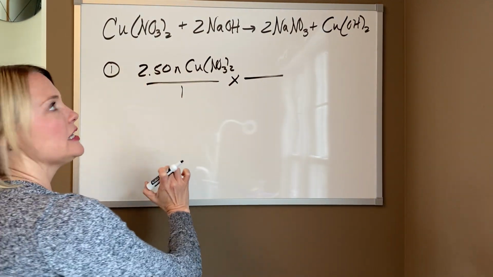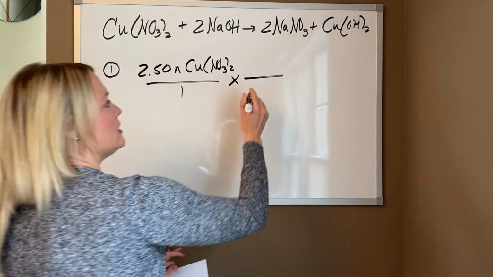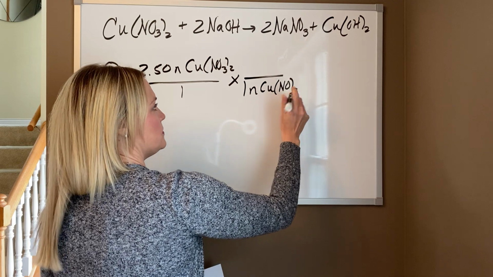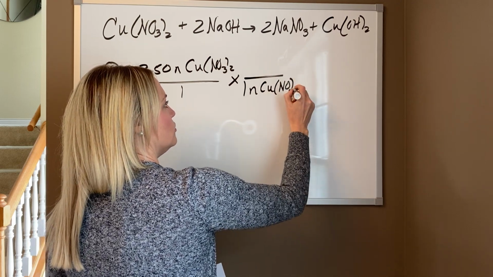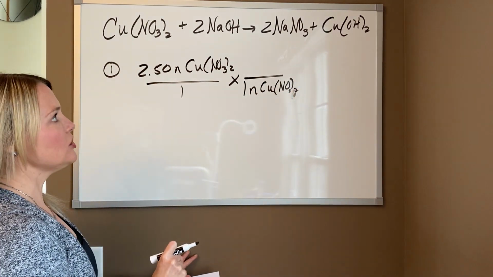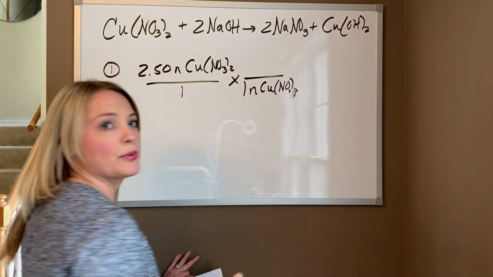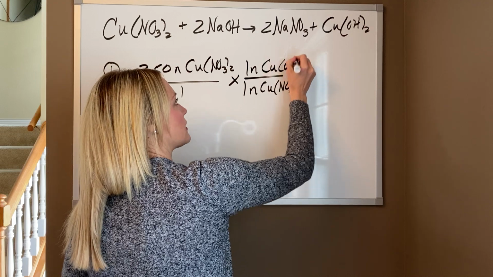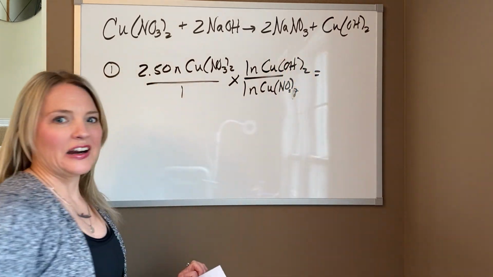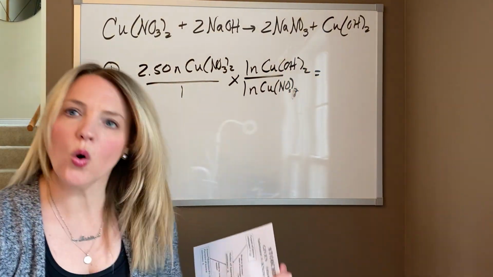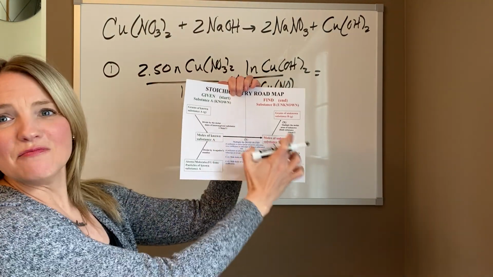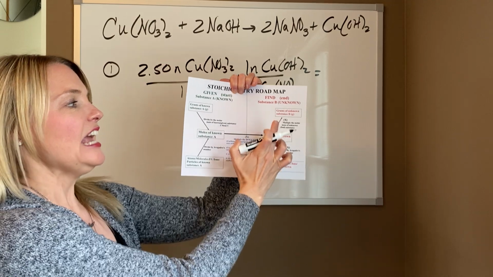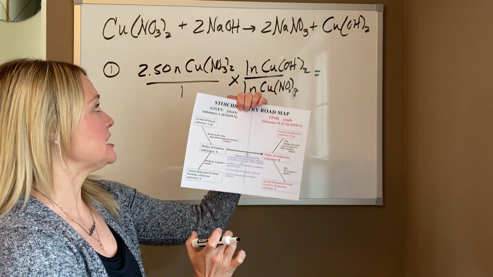So copper nitrate is on top, so I'm going to use copper nitrate. So I have 1 mole of copper nitrate. Whoops, Cu(NO3)2. So I have 1 mole of copper nitrate. I am going to copper hydroxide. I have 1 mole of copper hydroxide. All right, so I'm starting in moles and I am ending in moles. So that is 1 jump, starting in moles of substance A, ending in moles of substance B.